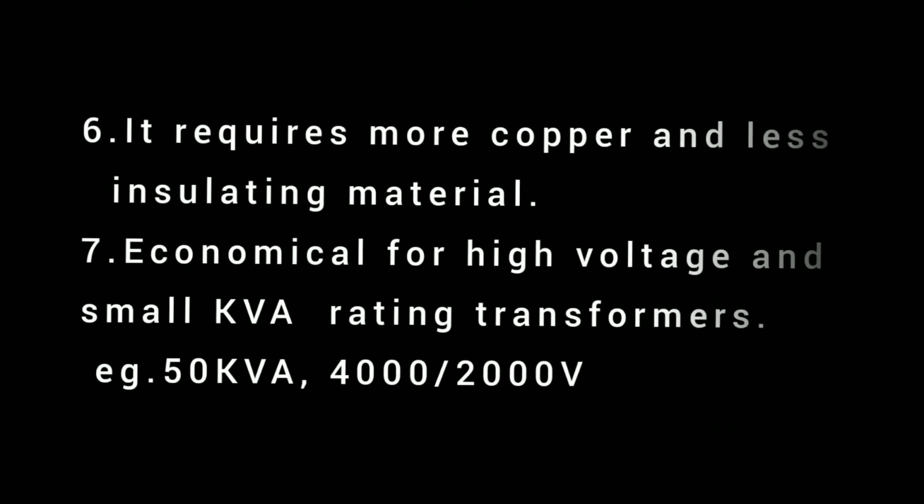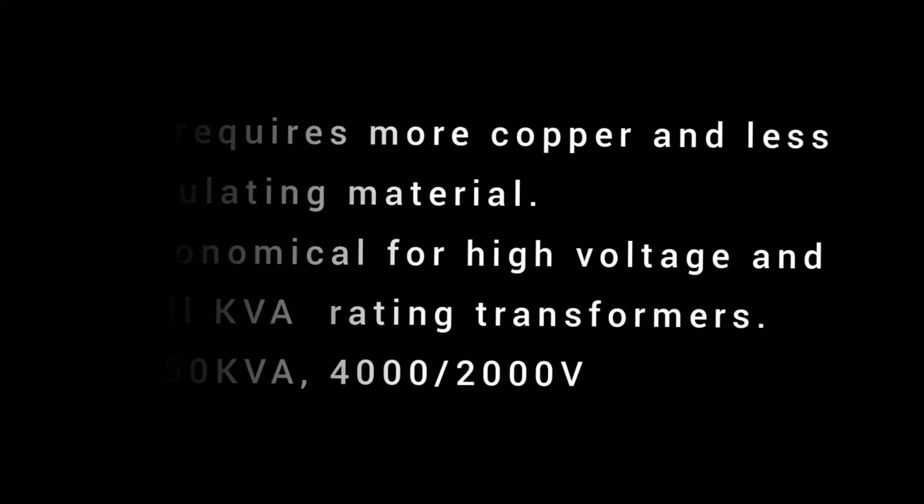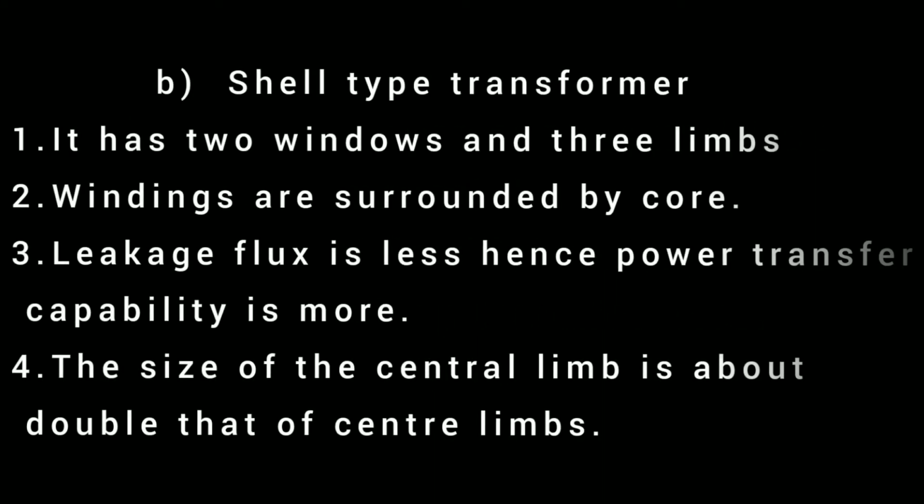And it is economical for high voltage and for small kVA rating transformers. For example, 50 kVA, 4000 by 2000 volt is an example for this core type transformer. Next, we can discuss the shell type transformer. It has two windows and three limbs, that is, the method of construction involves a parallel magnetic circuit. Then the next point is windings are surrounded by the core.